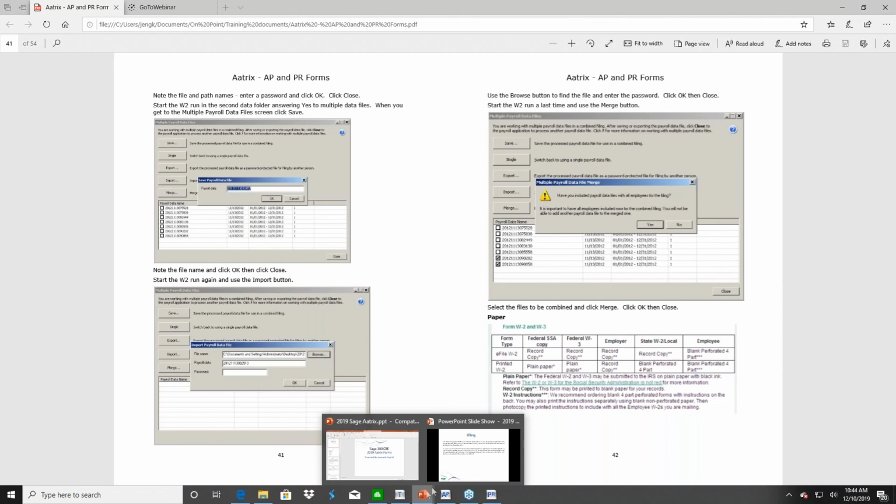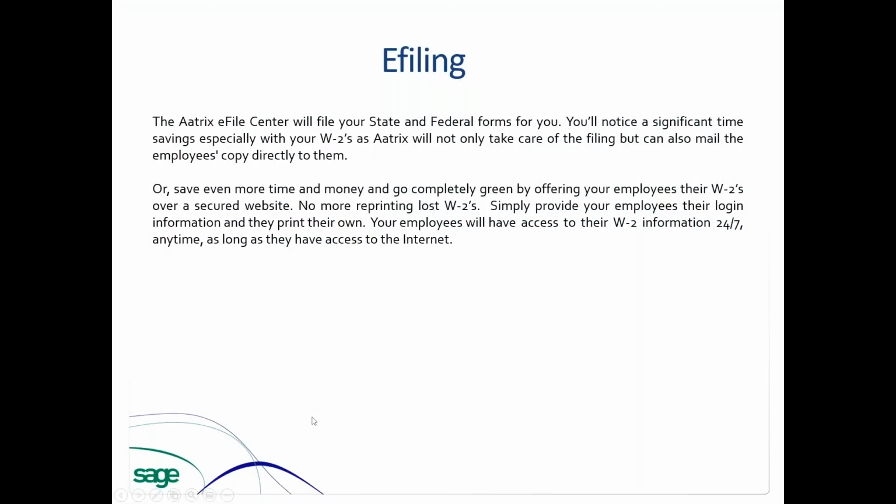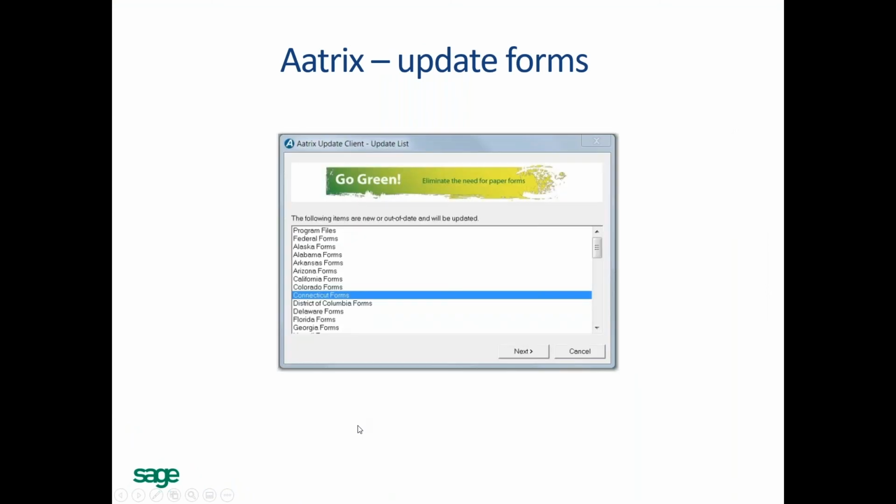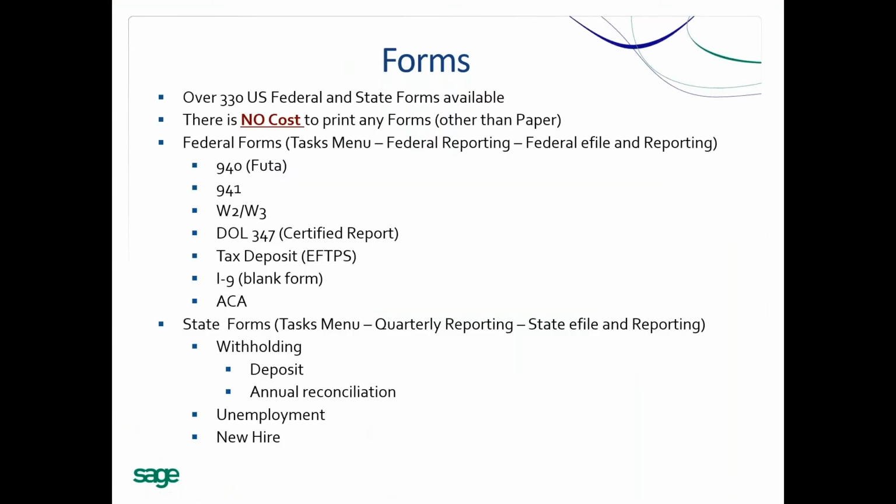All right, in your book or your handout again, I've got the forms listed for you, for the 1099's and the W2's, the paper. But first, I've got a form screen here in the PowerPoint that talks about how many forms we have available. Again, there's no cost. The different federal forms, the 940s, 41s, W2's, certified report.